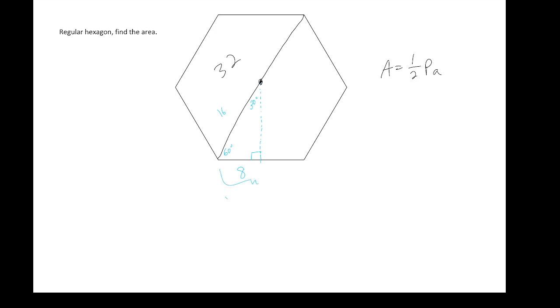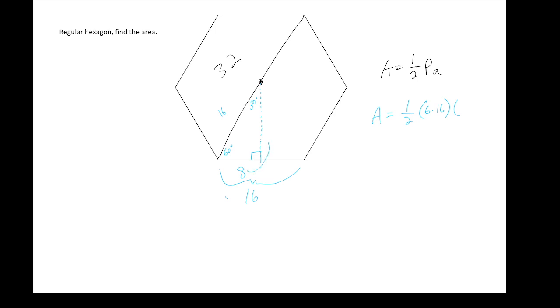Meaning this bisected side, the whole thing is going to be 16, which matters to us, right? Because we're going to say 1/2 of the perimeter, which is 6 sides times 16, right? And now we have to just multiply times the apothem. So let's solve for what that is.